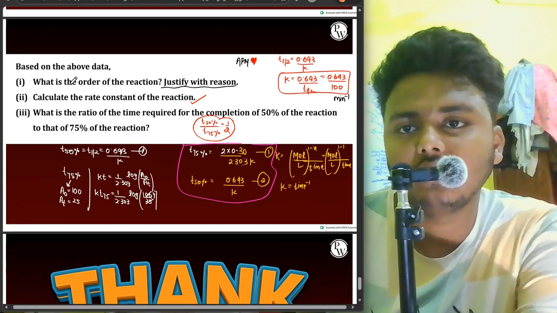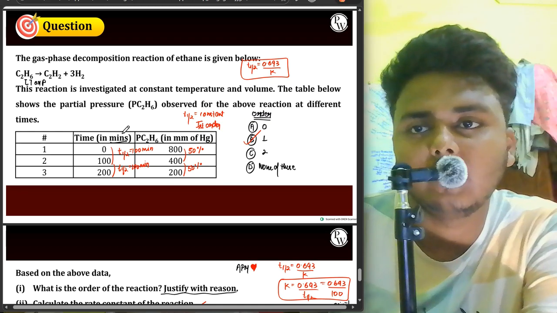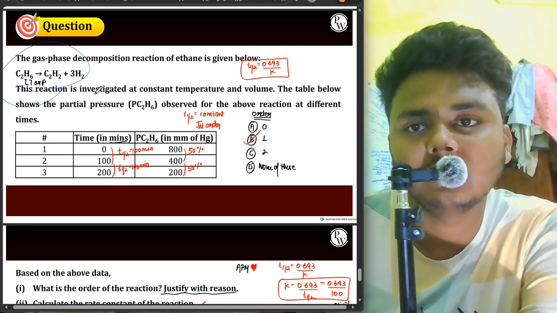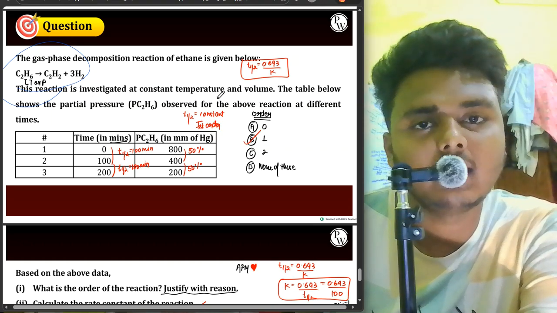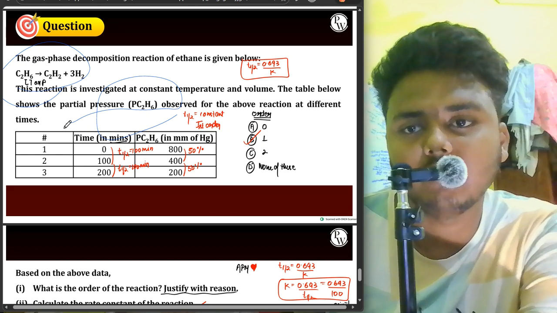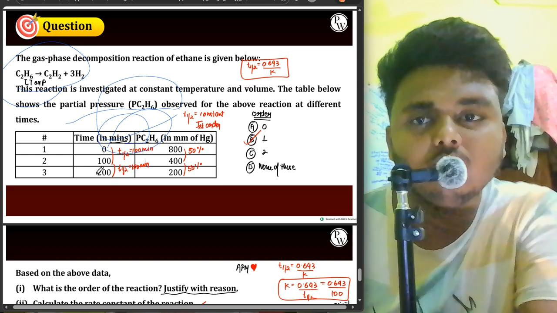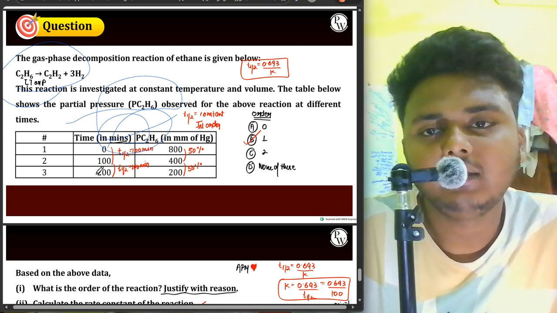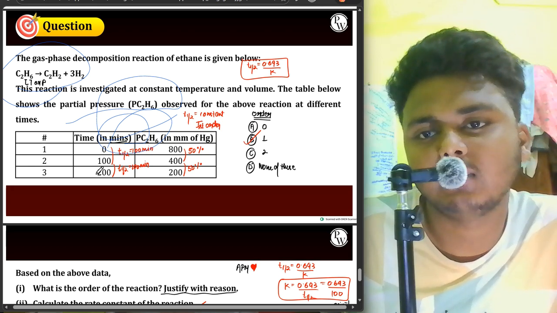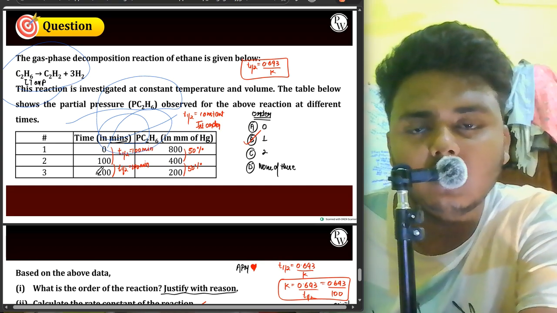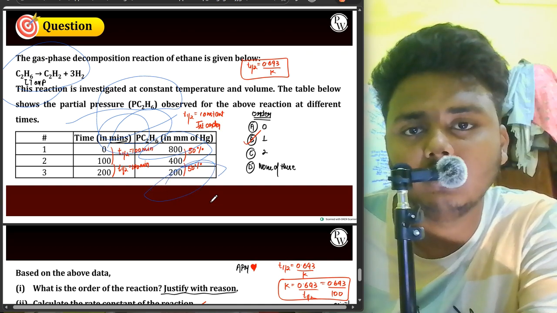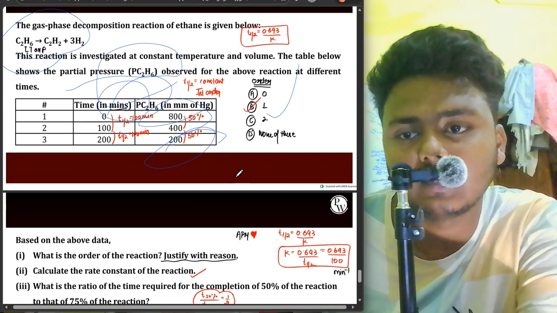Another question is what is the order, according to the question given: C2H6 plus 3H2O, this reaction is carried out at constant temperature and volume. The table below shows the partial pressure of C2H6 observed for the above reaction at the given times. The time of 100 minutes is equal to t half. Therefore 800 is equal to 50%, 400 is equal to 25%, and 200 is equal to 50%. How possible? Therefore the first order is correct.